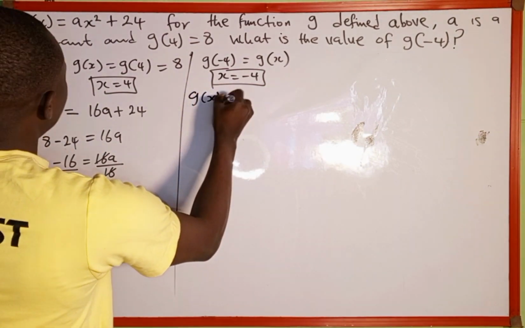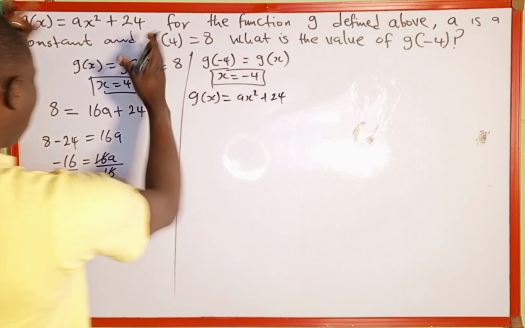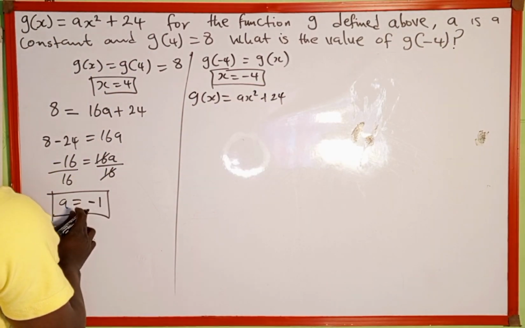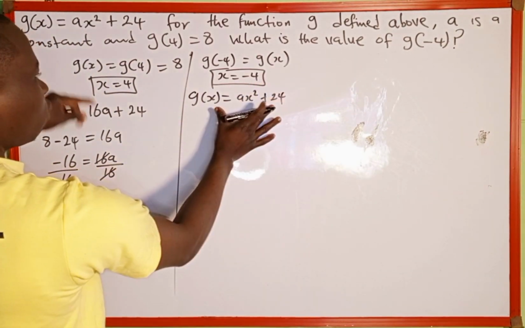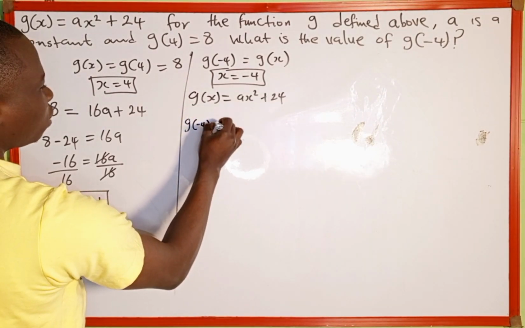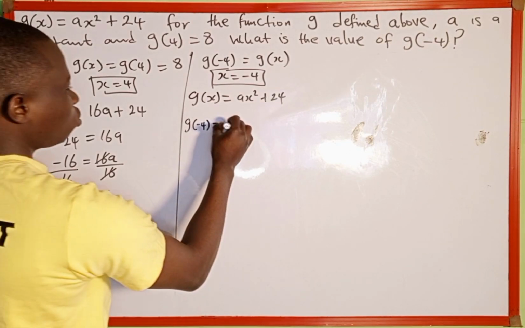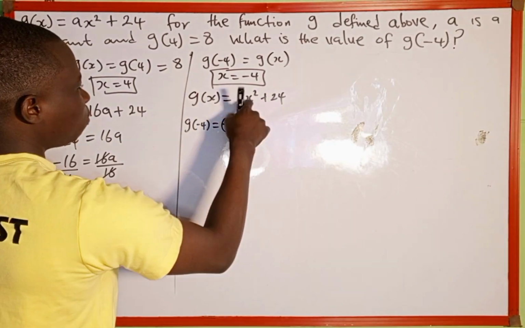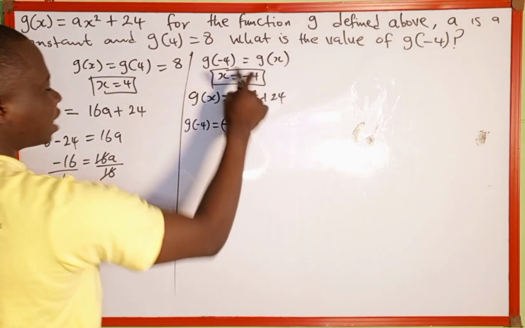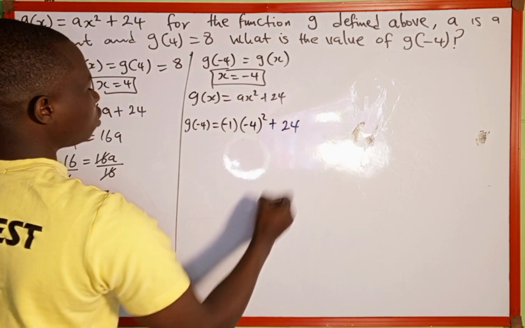So from the function given, g of x is equal to ax to power 2 plus 24. We just used this to get the value of a. Now we are going to evaluate g of negative 4. So g of negative 4 now will be equal to a, which we solved to be negative 1. So this is going to be negative 1, then multiplied by x to power 2, and x is negative 4. So we have negative 4 to power 2, then plus 24.